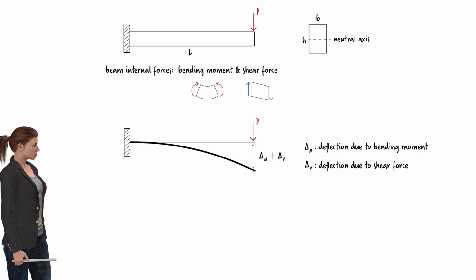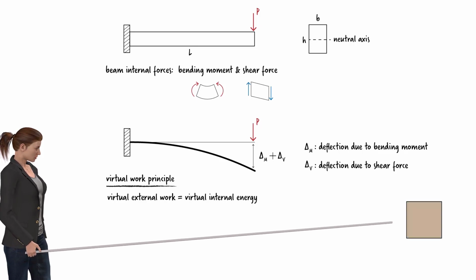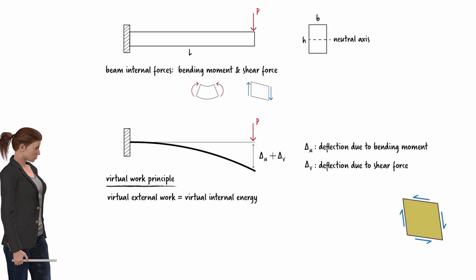To determine delta V, we can use the virtual work method. According to the virtual work principle, we can write the external virtual work done by the applied loads equals the internal virtual energy stored in the infinitesimal elements forming the beam. Imagine the beam is composed of a large number of infinitesimal elements like this. Each element undergoes shear deformation.